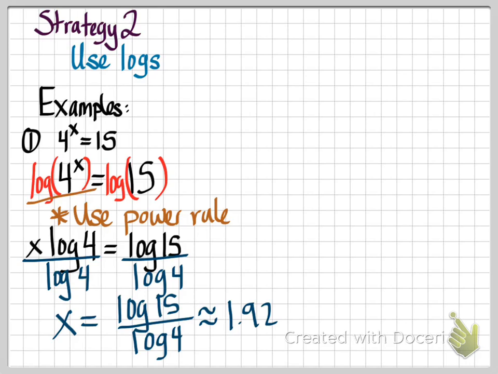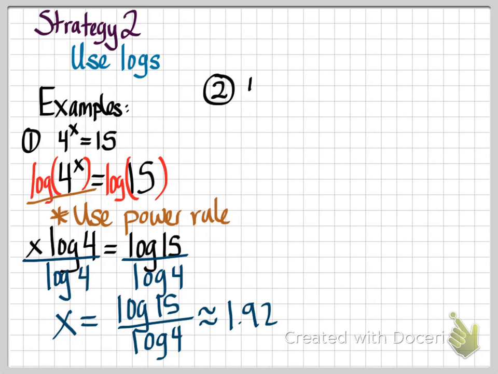My answer is log of 15 divided by log of 4, which is approximately 1.92 according to my calculator. This should make sense because 4 to the 1.92 is about 15. We know 4 squared is 16, so it's definitely close to 2 is what the exponent should be. So definitely check your answers and see if you get about the right answer. Of course, we're rounding when we change things to 1.92.